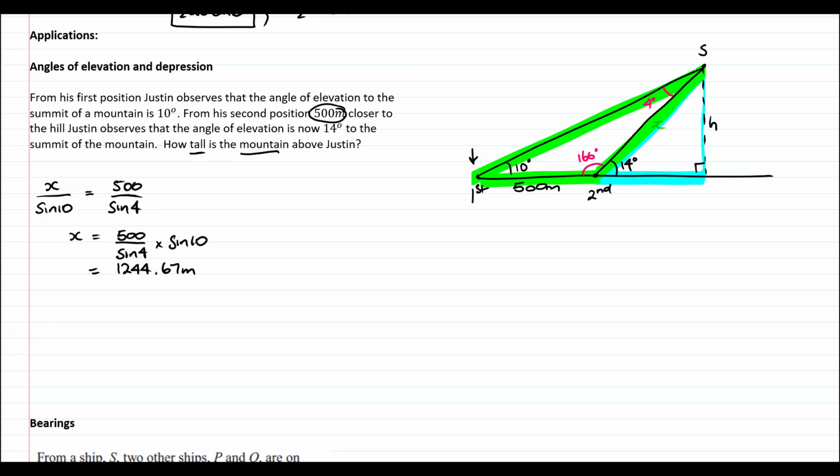So I have this. Sine of 14 is equal to h over x, and that means that h is equal to x, which is 1244.67 times sine 14, and that of course is 301.114. And I'm pretty happy with that height of the mountain. It seems appropriate for the not to scale diagram that I have. So there you have it, an angles of elevation and depression, quite reasonably complex contextual problem.